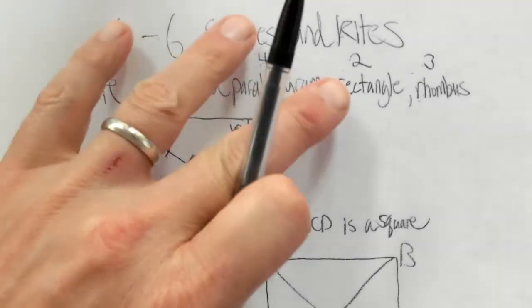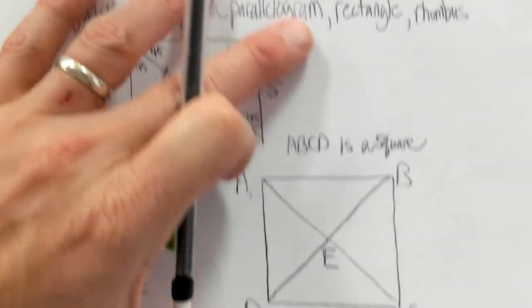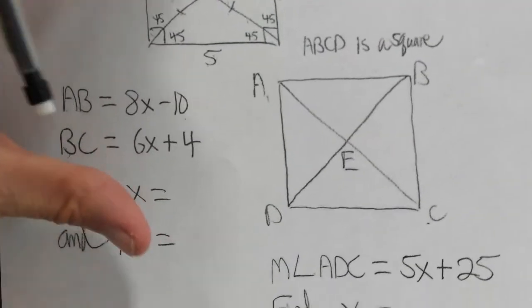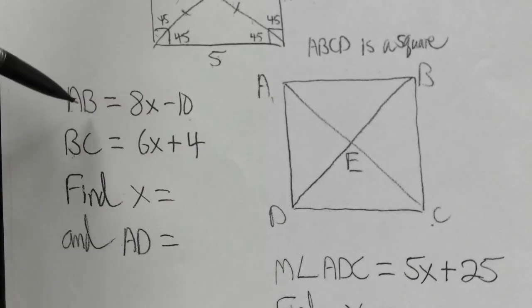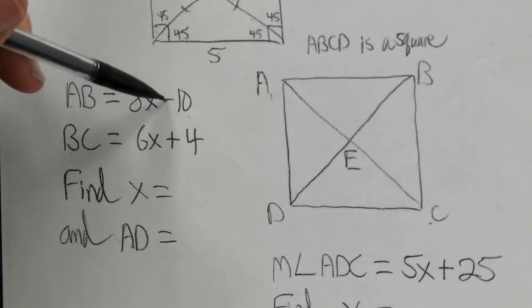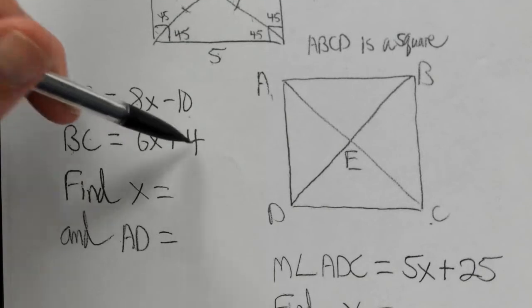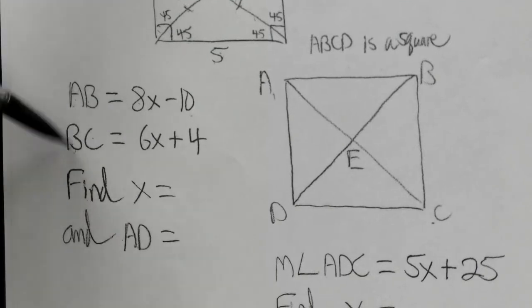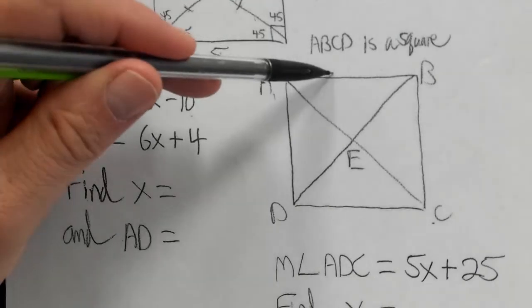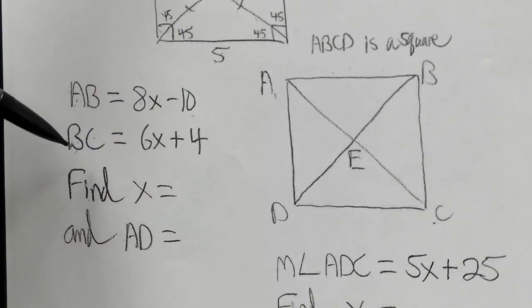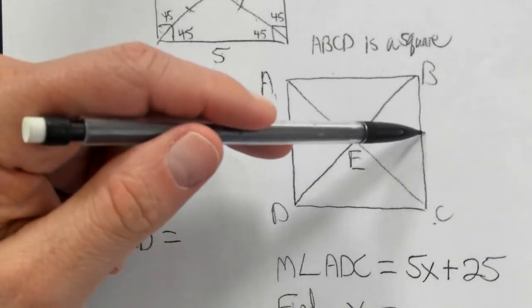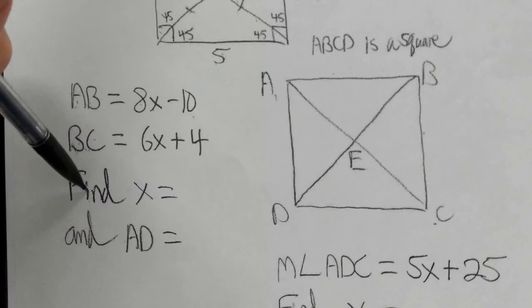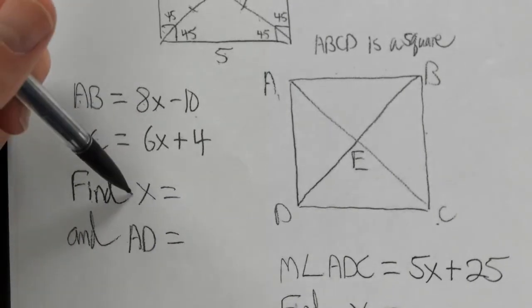Okay, so based on those properties, can we answer these types of questions? Here's a square, and it says that AB is 8x minus 10, BC is 6x plus 4. We need to find x. Look at the 2 pieces they give me. AB, that's the top of the square, and BC, that is the right side of the square. I need to set up an equation that I can use to find x.